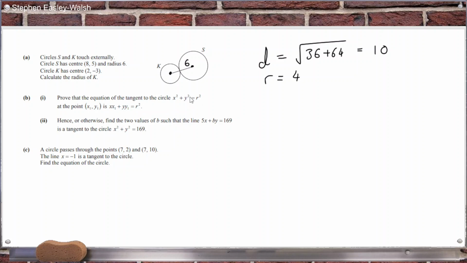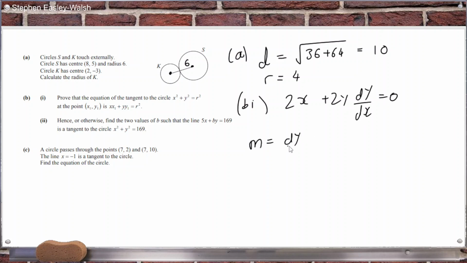Find the equation of the tangent to this circle at this point. So first we'll get the slope. That's 2x plus 2y dy/dx equals 0. That means m is dy/dx at the point. Solving here, that is minus x over y at the point, which is minus x1 over y1.